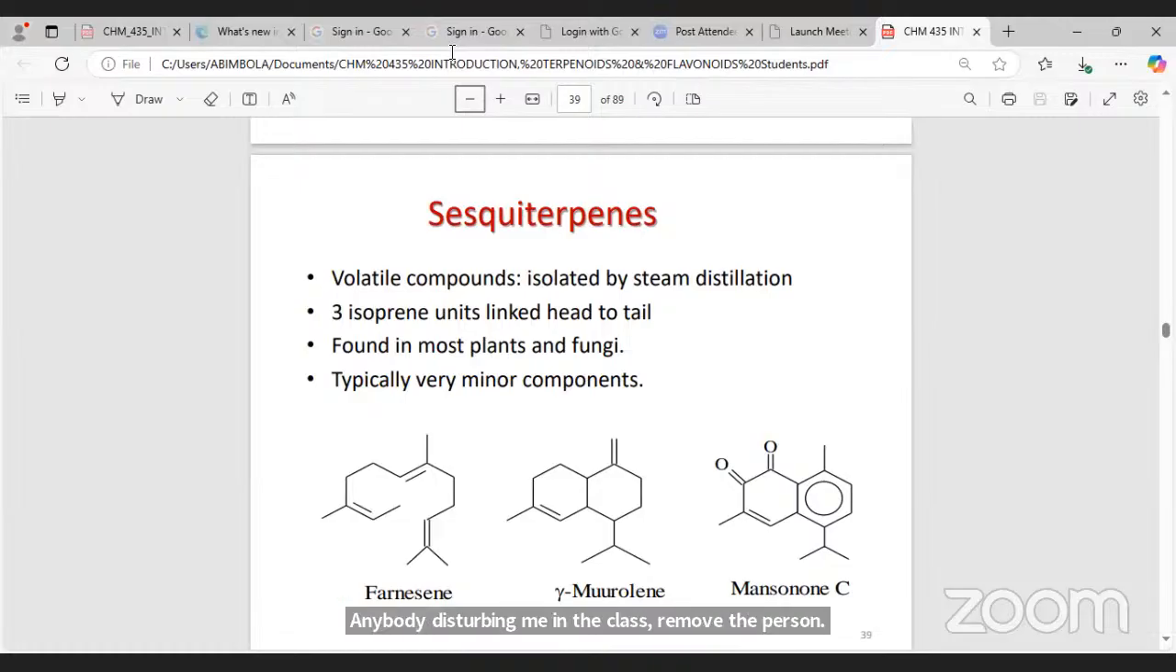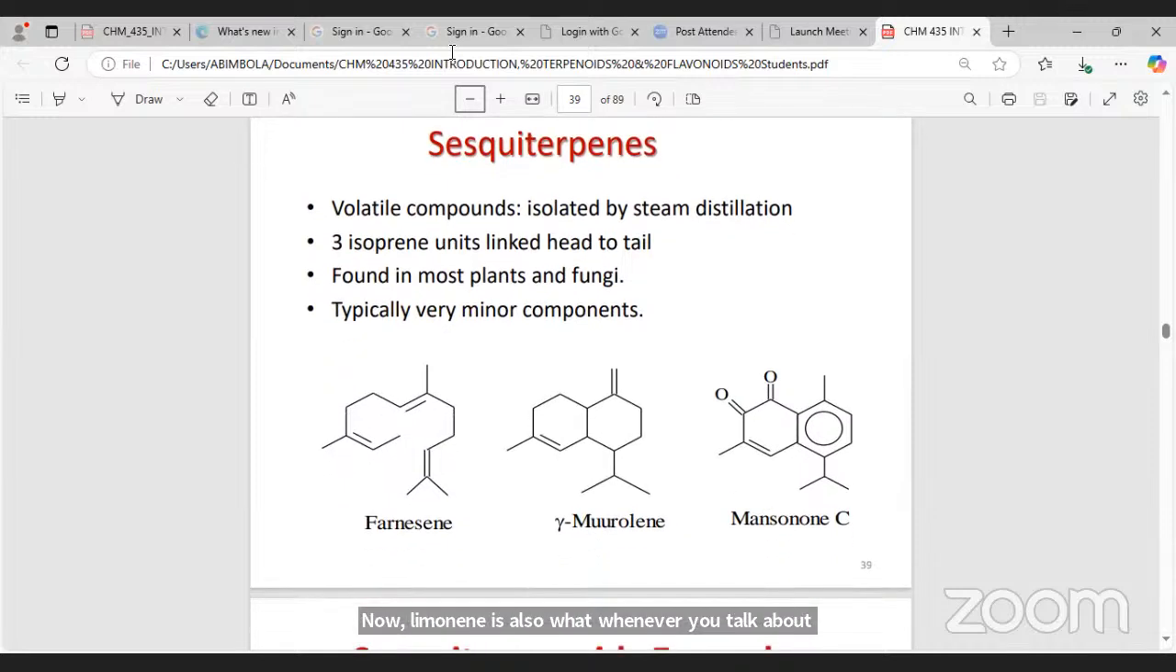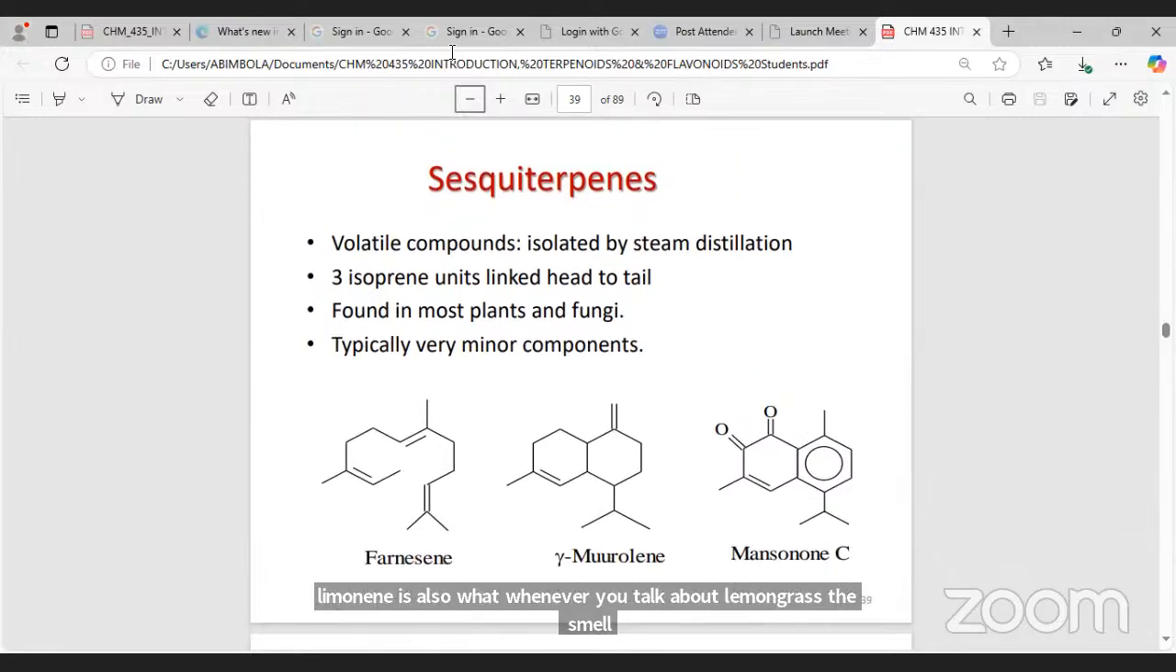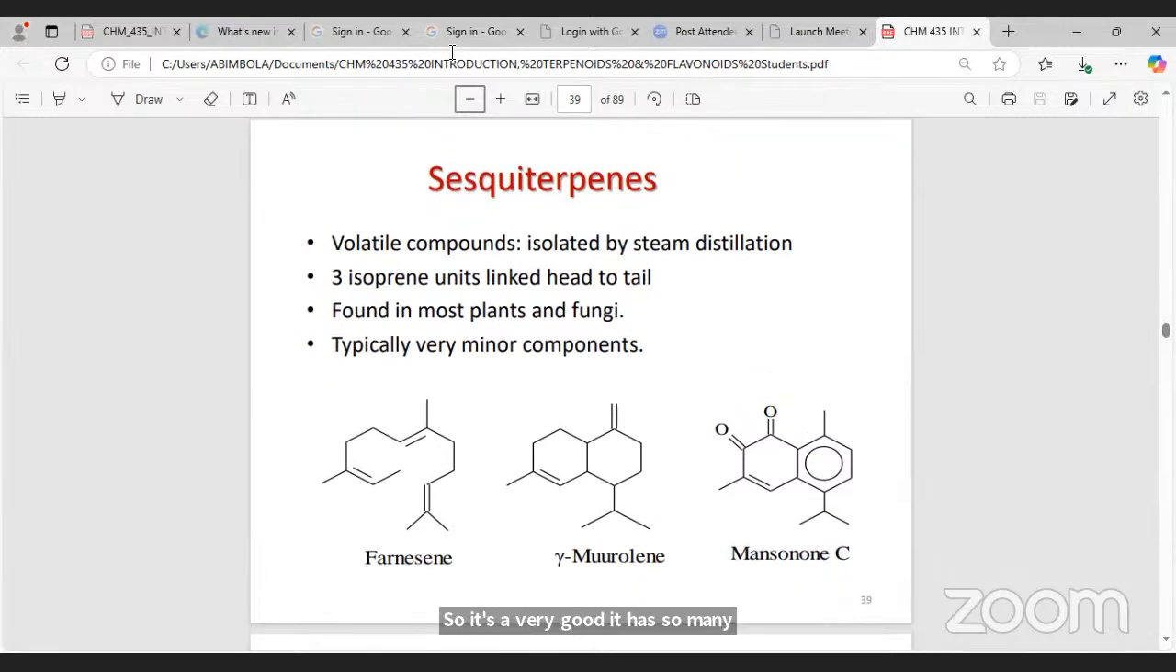Now, limonene is the most active component in lemon. What makes lemon is limonene. Limonene is that compound that gives lemon its potent antifungal and antibacterial activity. Limonene is also what you smell whenever you talk about lemongrass. So it has so many benefits. Limonene is very, very important when you're talking about essential oil.